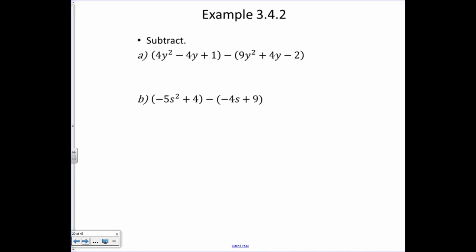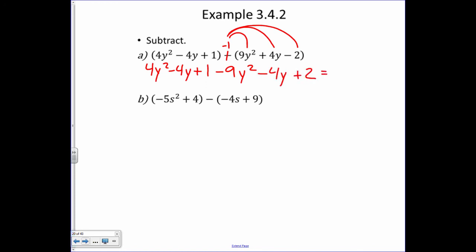4y squared minus 4y plus 1 minus 9y squared plus 4y minus 2. And so what we have here, the negative sign is going to distribute to that second polynomial. Think of it as plus negative 1 times that second polynomial. And so the negative 1 distributes. We get 4y squared minus 4y plus 1 minus 9y squared minus 4y plus 2. Make sure you distribute that negative sign to the second polynomial.